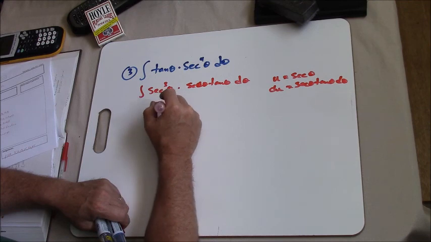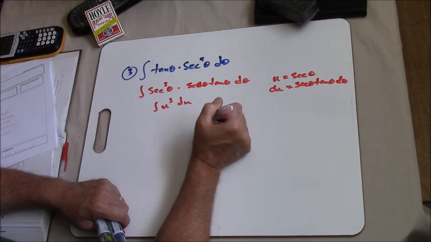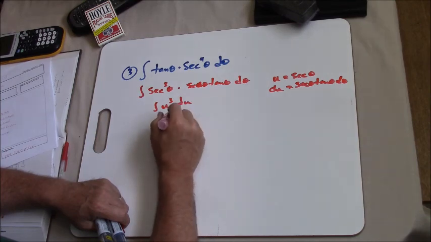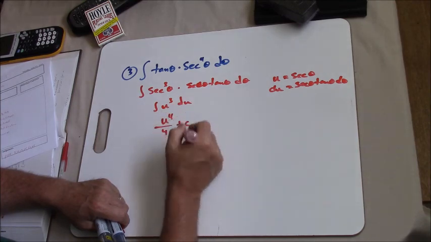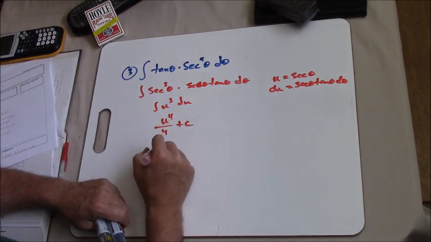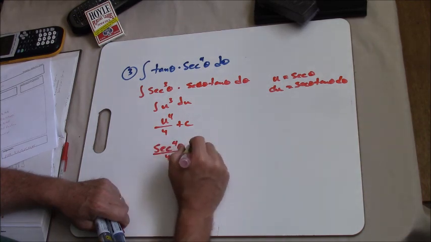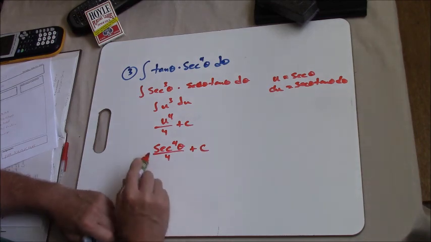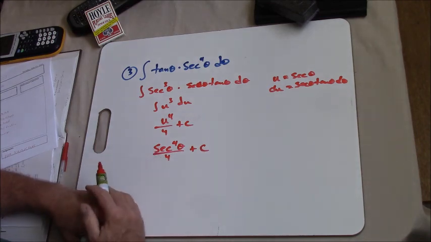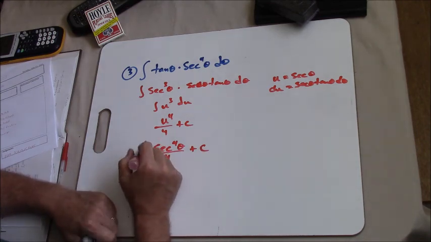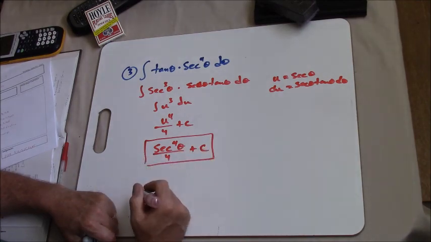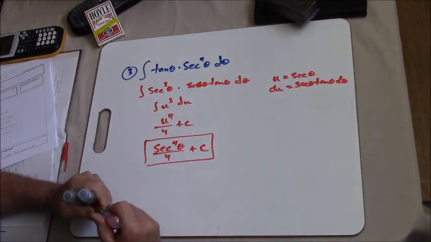And so this is really just the integral of u cubed du, which my answer is u to the fourth over 4 plus c, which means I've got secant to the fourth of theta over 4 plus c. And if you write that as 1/4 secant to the fourth, same thing. All right, there it is.